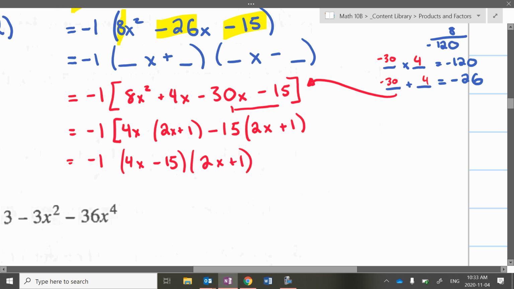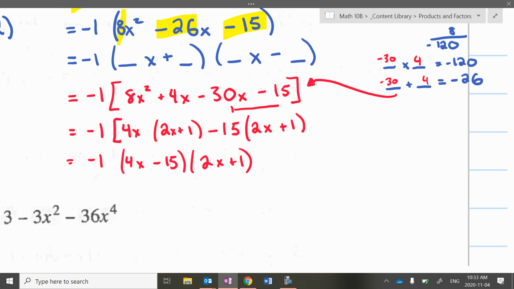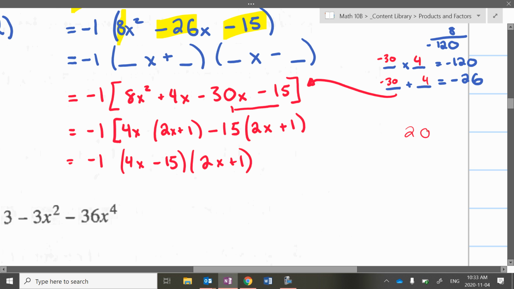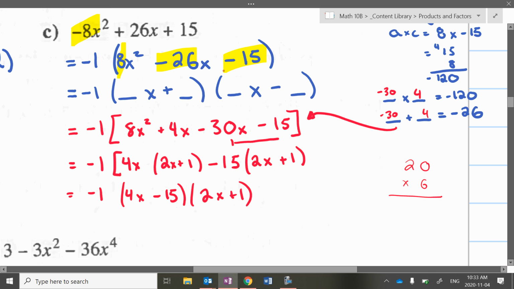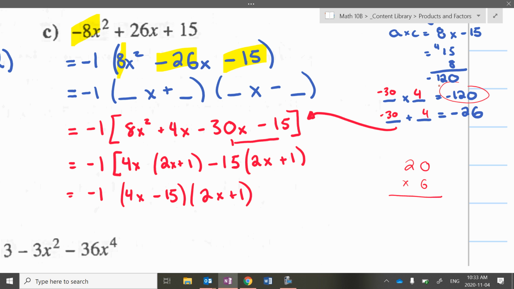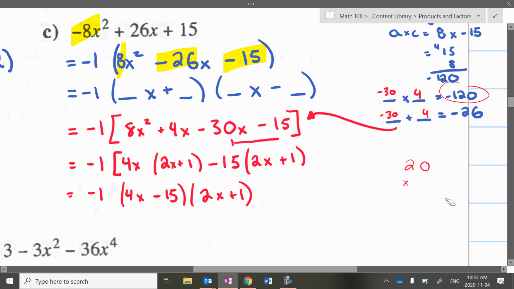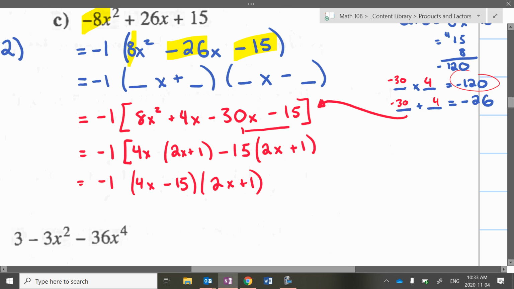Go ahead. I got 26. 20 and 6. Which one's negative and which one's positive? That isn't right though, because we had to get a negative 120. So you treated it as positive 26 plus 15 then. Otherwise, that would work. That's the only catch.